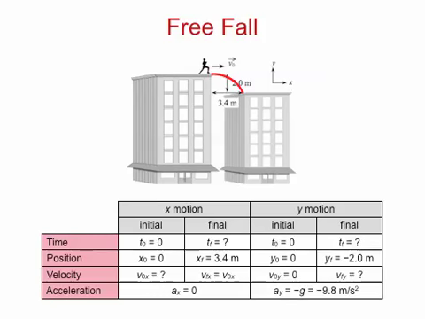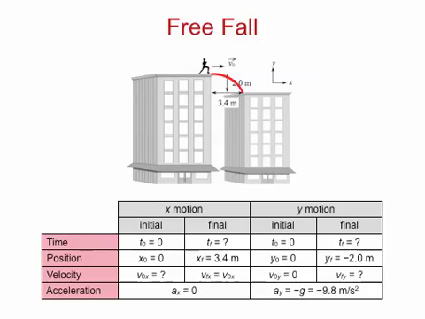First, let's choose the origin of both time and coordinates to be at the initial event, as usual. That means t sub naught, x sub naught, and y sub naught are all 0. Since the criminal is in free fall between the two events, his acceleration components are a sub x equals 0 and a sub y equals minus g. Since he lands just at the edge of the second building, his final position is x sub f equals 3.4 meters and y sub f equals minus 2.0 meters.